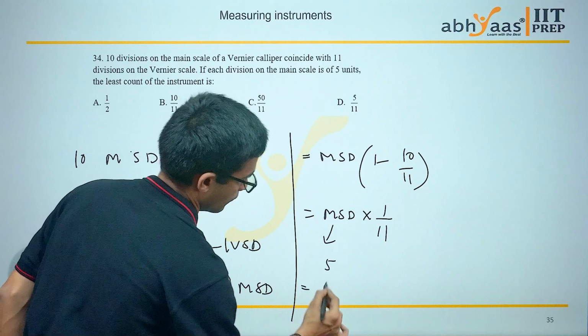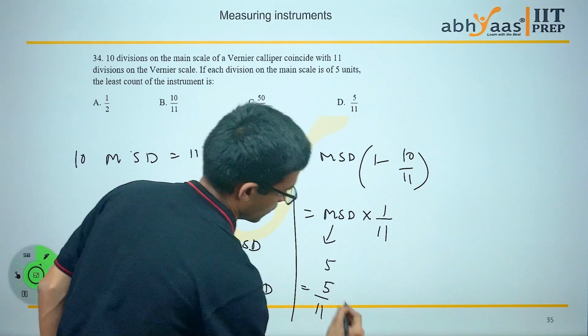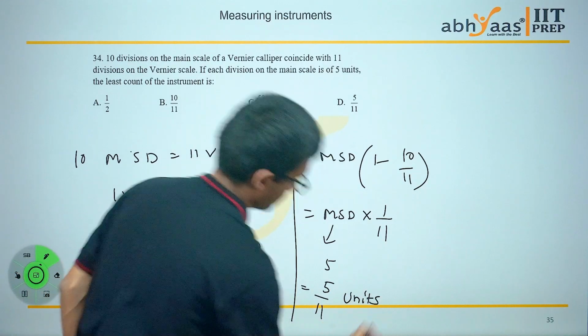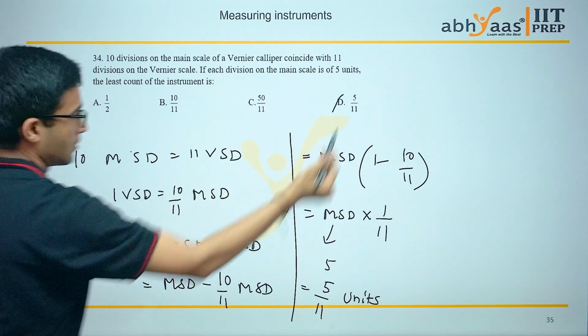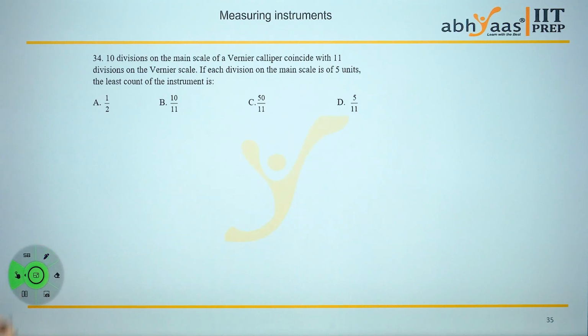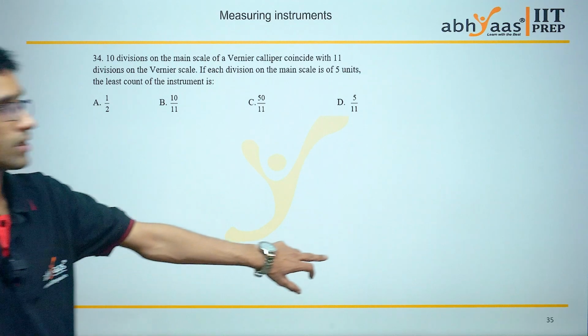So what is the answer? 5 by 11 units. This is the answer, so 5 by 11 is the answer. Direct question, so no need for calculation of big things. Simply you can try to understand.